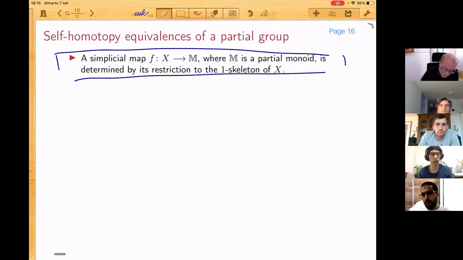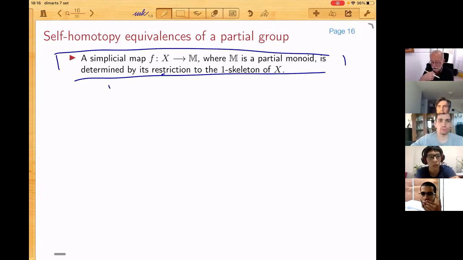A very simple observation: a simplicial map from any simplicial set X to a partial group, or indeed a partial monoid, is determined by the restriction to the one skeleton, right? And this is just because this spine operator is injective. And if you want to check, that's immediate, right?